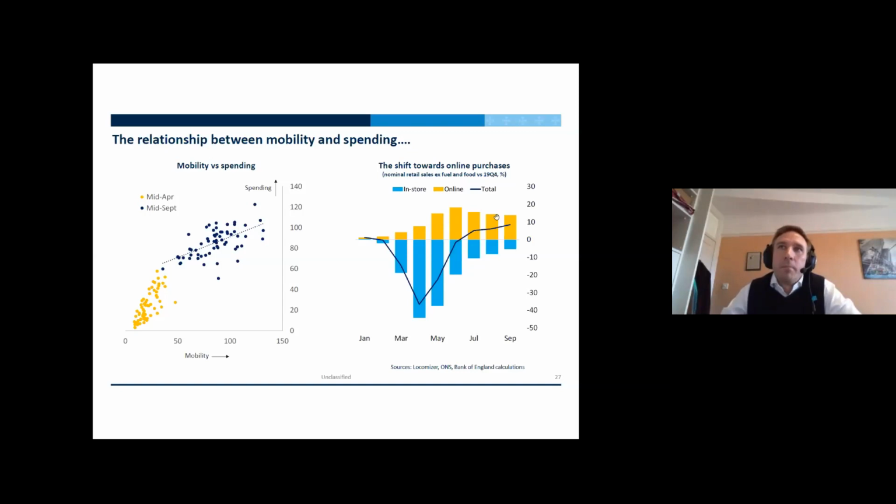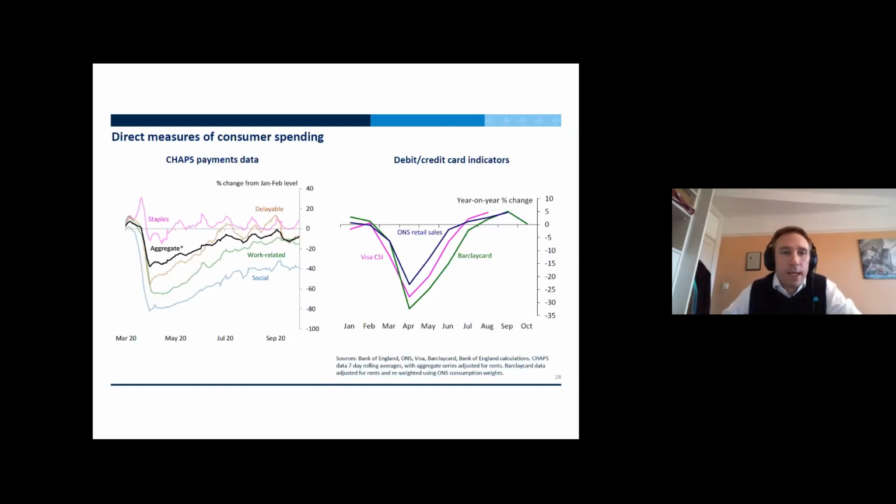But what this means is that with greater online spending, there could be less of a link between mobility and spending than there was previously. People buying online, you can also do that from home. You don't have to go in-store to do that. And these mobility indices will be measuring the in-store components rather than the online. So those kind of things can change. That's one measure, one direct indicator.